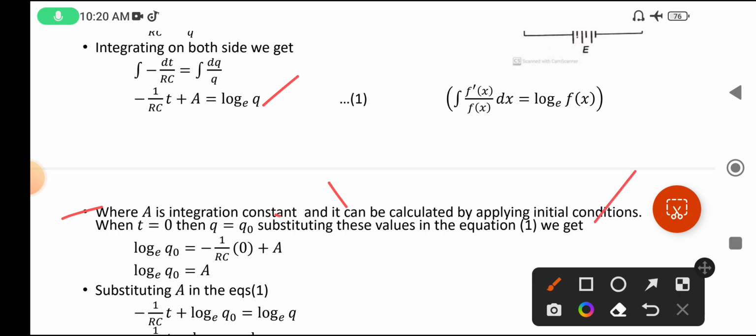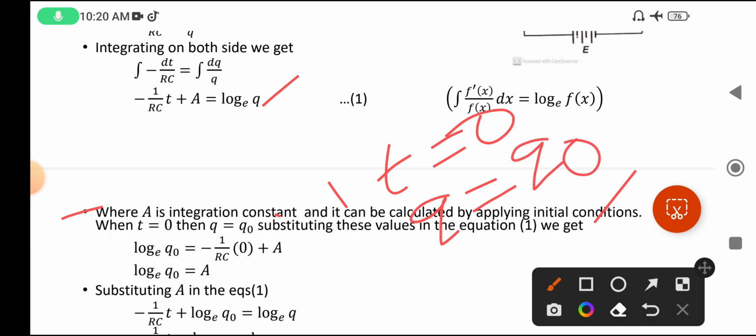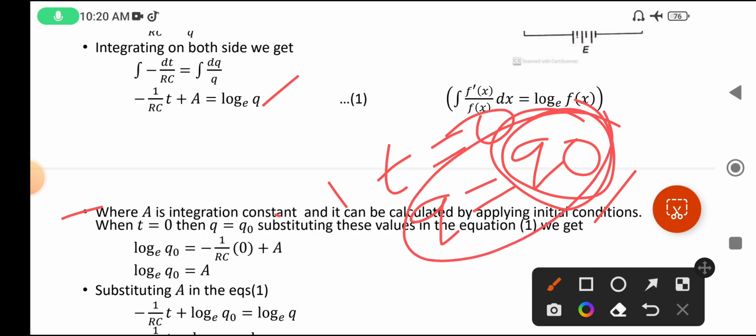What are the initial conditions? At time t equals 0, the capacitor has not started to discharge. So it is not discharging, which means it contains the maximum charge. How did it get the maximum charge? It got the maximum charge when we charged it. Now we are in a position to discharge, decaying. So before decaying, it contains the maximum charge.